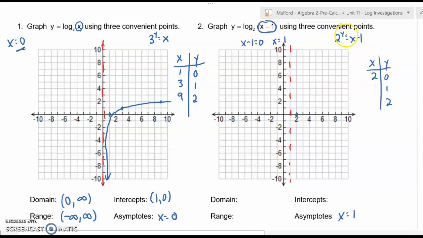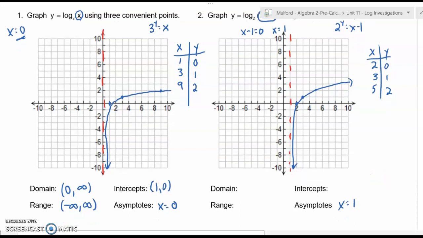I'll plug 1 in. 2 to the first is 2. So I have 2 equals x minus 1. x is 3. So 3 comma 1. I'll plug 2 in. 2 to the second is 4. 4 equals x minus 1. So x would be 5. So I have a point at 5, 2. Again, it looks like it's hugging that asymptote right over here on this side. Just a general shape of what the graph is going to look like.